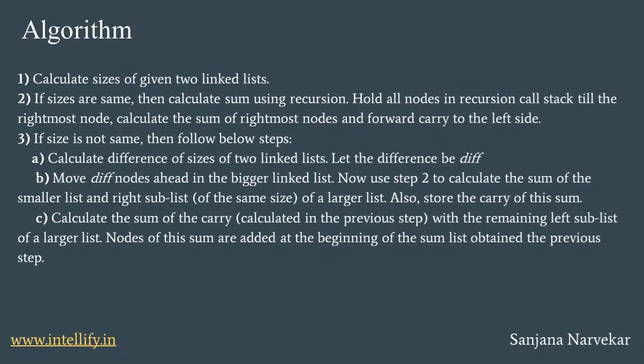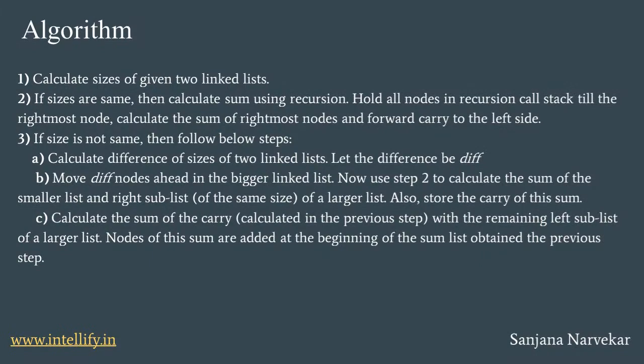The algorithm: first calculate the size of the given two linked lists. If sizes are the same, then calculate the sum using recursion. If the sizes are the same, that means both numbers have the same number of digits, like adding a two digit number with a two digit number or a three digit number with a three digit number, then you can calculate the sum using recursion.